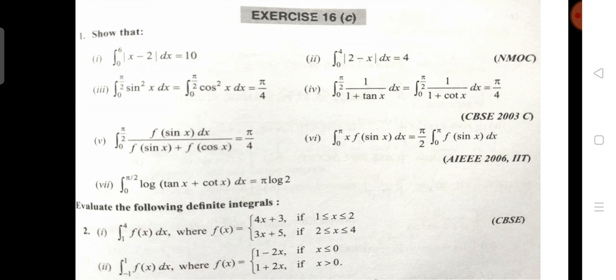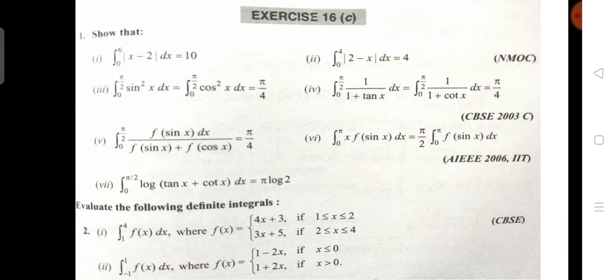So please do the exercises, the workout problems that have been given for you, then it will be easy to answer. This is the last section of integration. Integration is a main topic, along with differentiation. I think all of you understood the topic. If you feel any doubt, you can ask me.